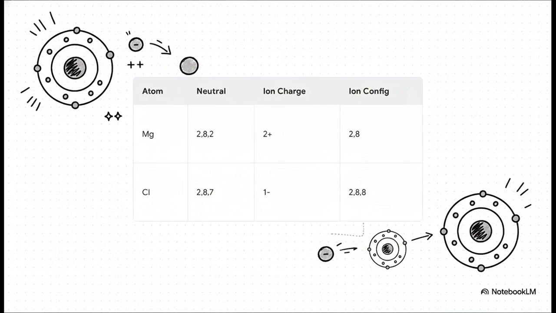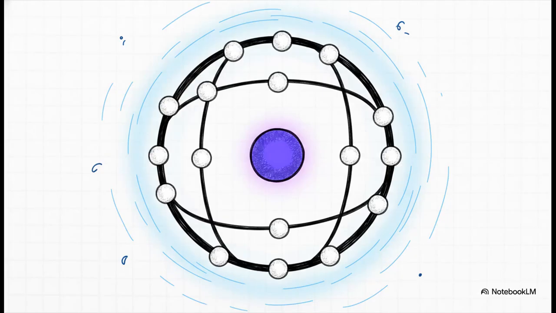On the flip side, check out chlorine. It's configured as 2, 8, 7. It is desperately, frustratingly close to a full shell of 8. So it just steals 1 electron from somewhere else, gaining a 1- charge, and locking into a perfectly stable 2, 8, 8 configuration.